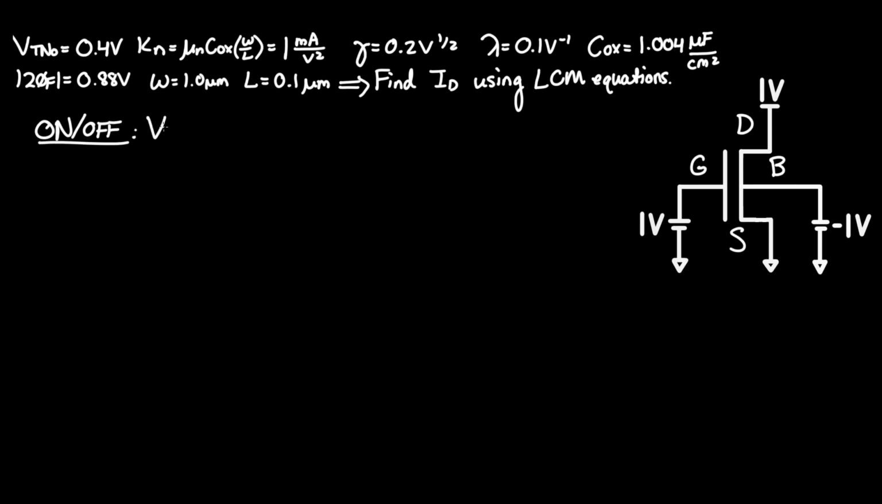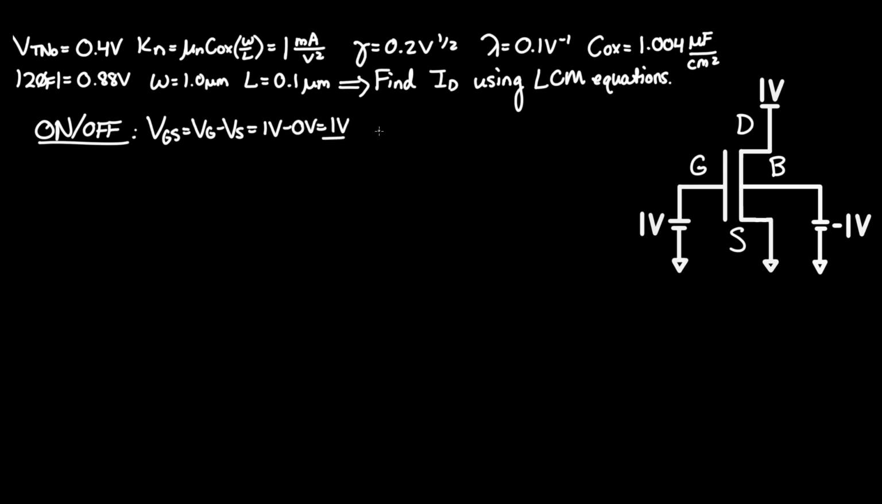We need to find VGS and see if that's greater than VTN, which is not VTNO. So VGS equals VG minus VS. And we can see at the gate there is a 1 volt potential at that node. So it's 1 volt minus the source, which is ground, 0 volts, which equals 1 volt.